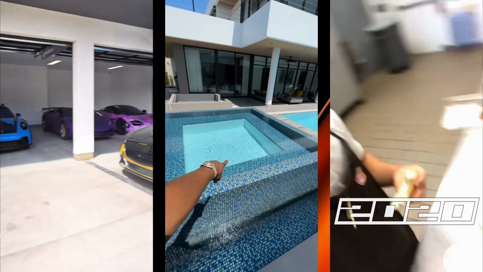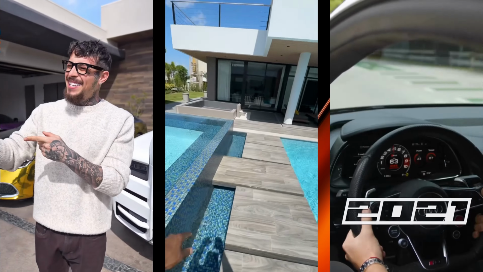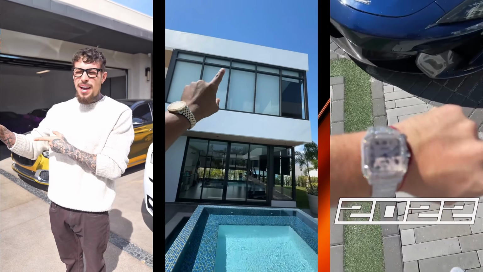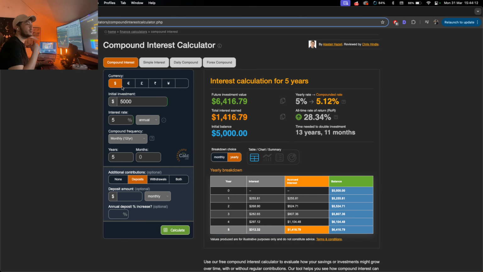We've all seen the gurus on social media showing off how they've made millions in trading, but how much capital do you actually need to make that type of money? So here we are. This is the compound calculator. This isn't anything complex. You can go and find this website yourself. So let's just have a look.